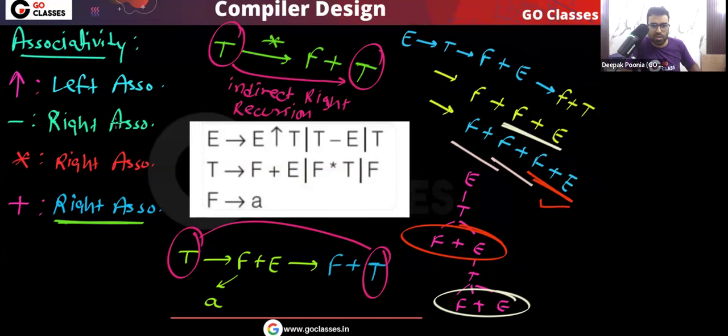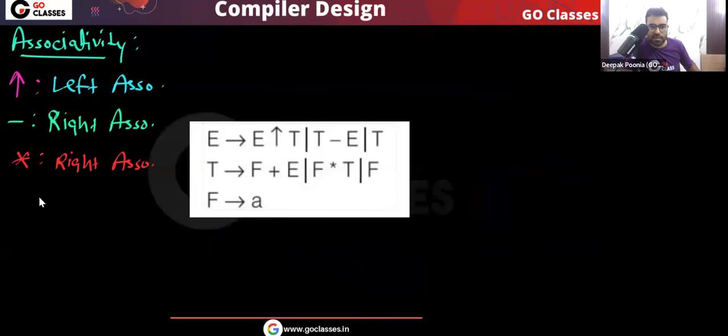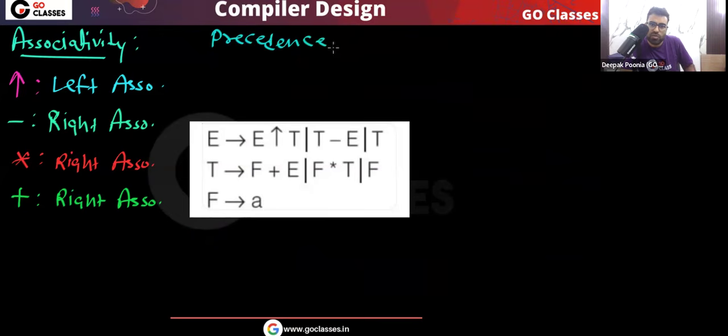I hope you understood. So this is the associativity. It's very simple. Star is basically right associative, and we have seen the associativity of all the operators. And what about precedence? We have seen that plus is basically right associative. Now let's talk about the precedence also.